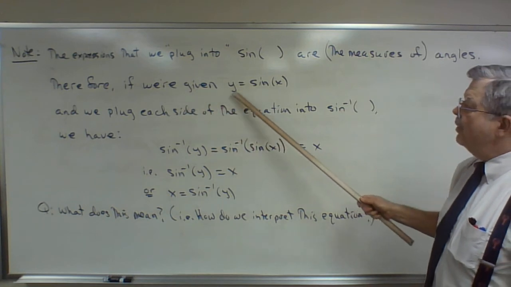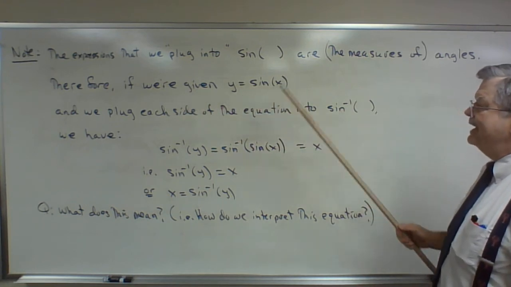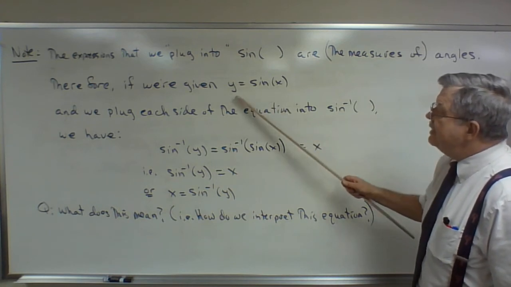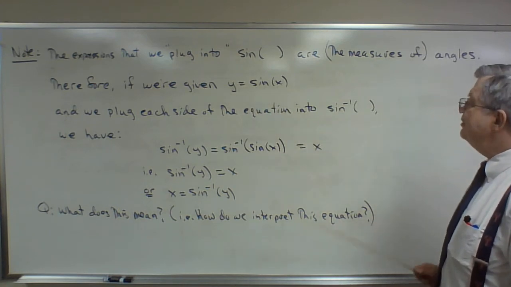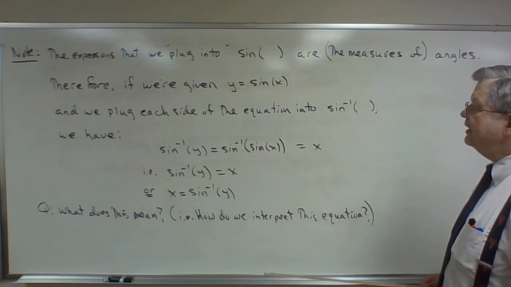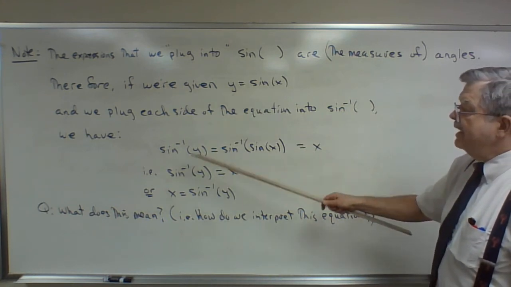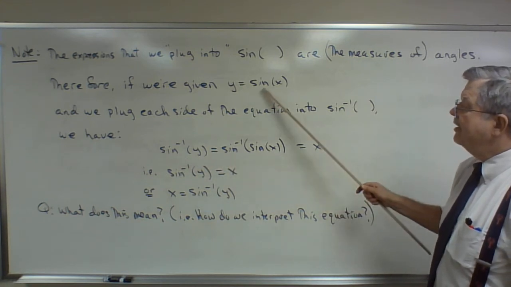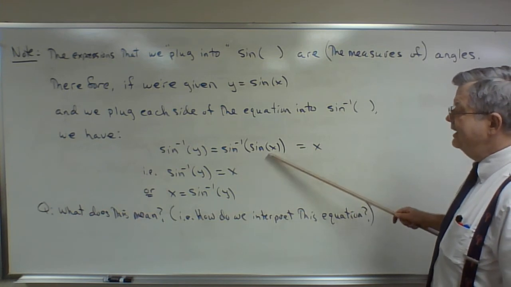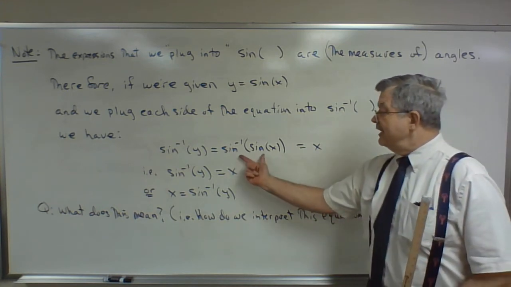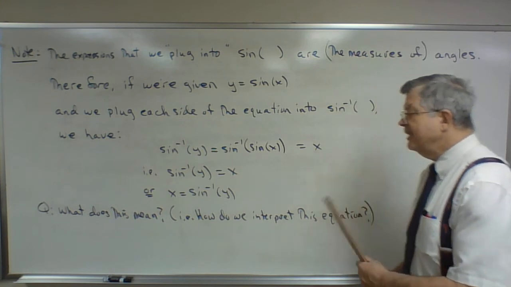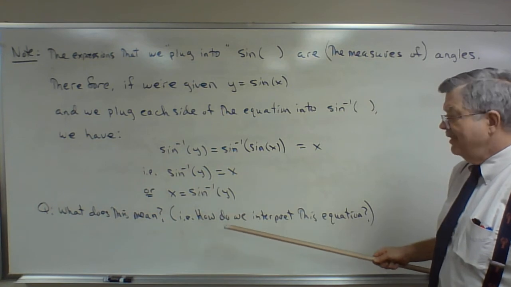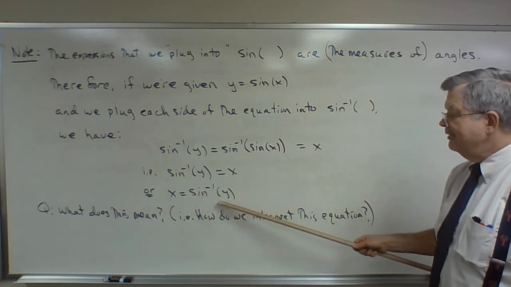Therefore, if we're given y equals the sine evaluated at x, and we take each side of this equation and plug it into the inverse sine function, we get inverse sine of y equals inverse sine evaluated at sine of x. And since they're inverses, they undo each other. That is, we get sine inverse of y equals x, or x equals sine inverse of y.